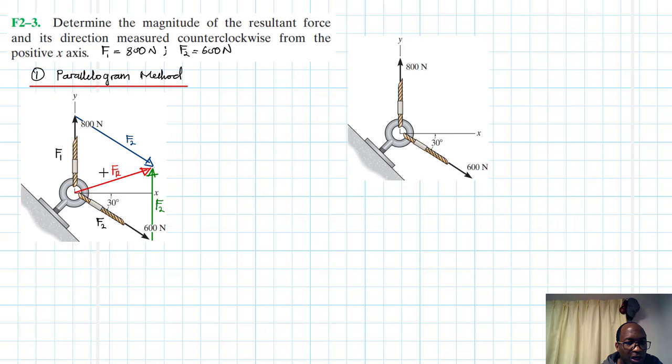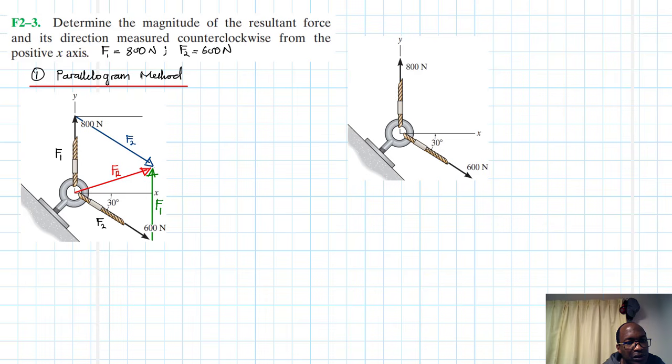So for F1, this is F1. For F1 it is 90 degrees with respect to the x-axis, and then for F2 it is 30 degrees. So we can transfer this angle here. So let's draw a coordinate system. We draw another coordinate system there like this.